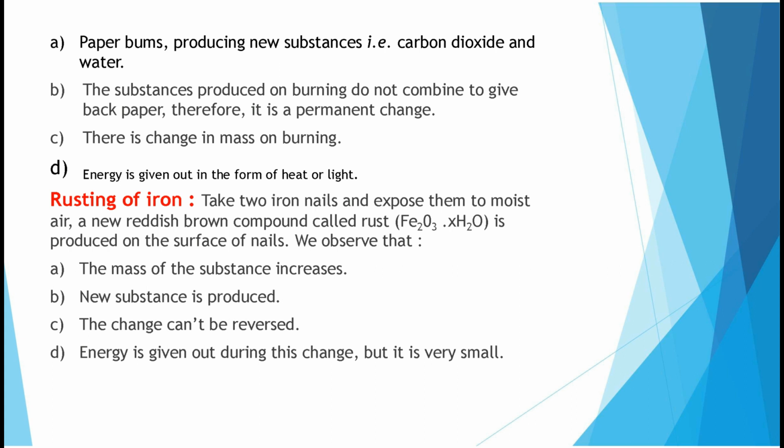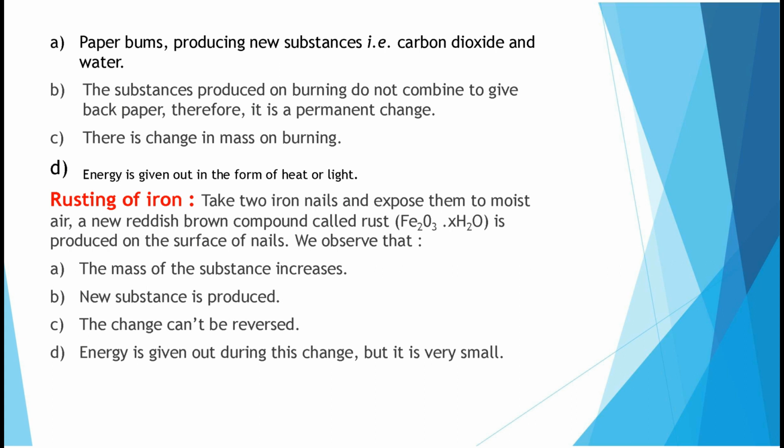Then the second example is rusting of iron. Take 2 iron nails and expose them to moist air. A new reddish brown compound called rust is produced on the surface of the nail. So we take 2 nails and expose them to moist air. We know when iron reacts with moisture and air, it will form rust. The reddish brown compound rust is produced on the surface of the nails, and the formula of the rust is Fe2O3.xH2O.